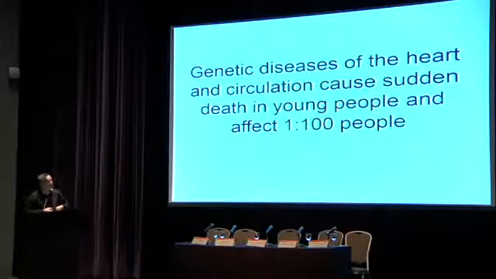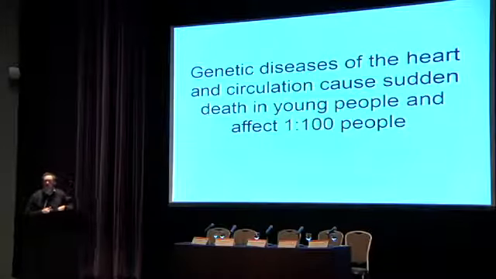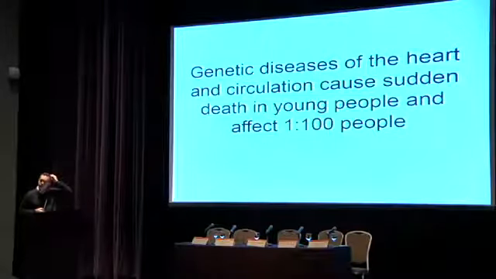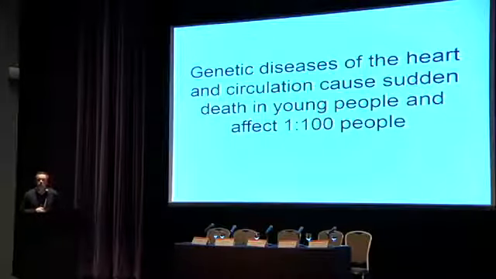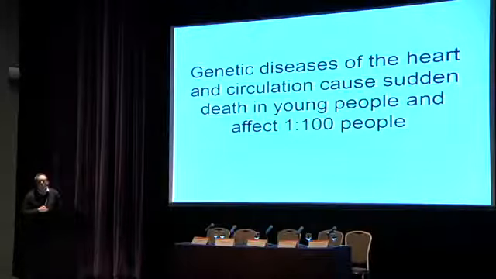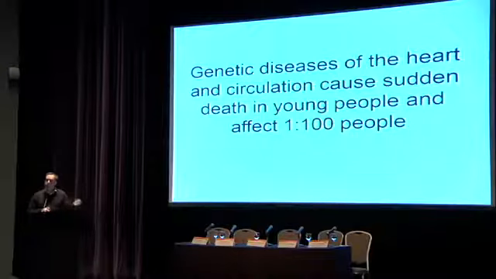Genetic disease of the heart and circulation can cause sudden death and affect about 1 in 100 people. There are over 100,000 people in the States every year who die from sudden death. Most of them are young, a lot of them are children. So it is not uncommon that these Mendelian, single gene diseases are causing a fair amount of mortality and morbidity in our populations, often in young, productive people with young families.